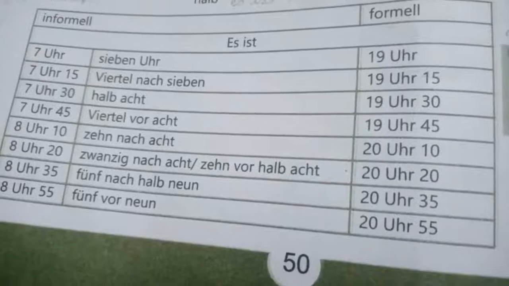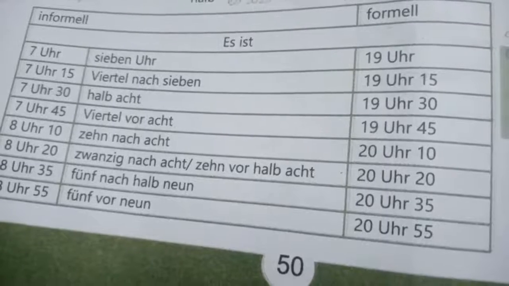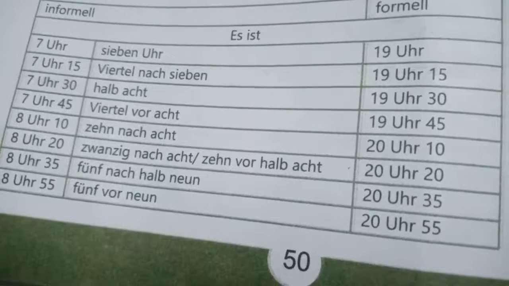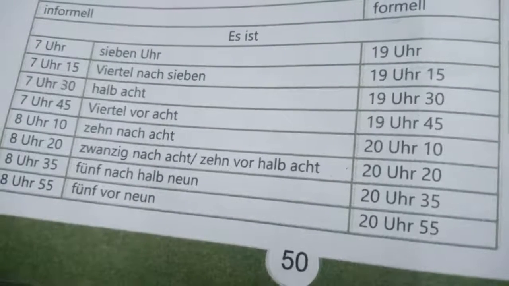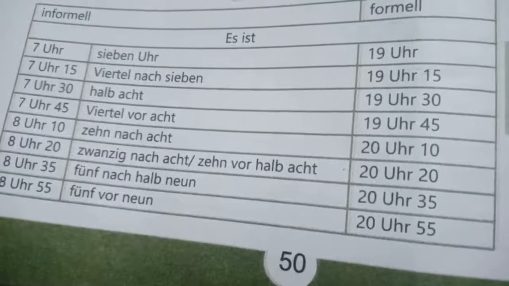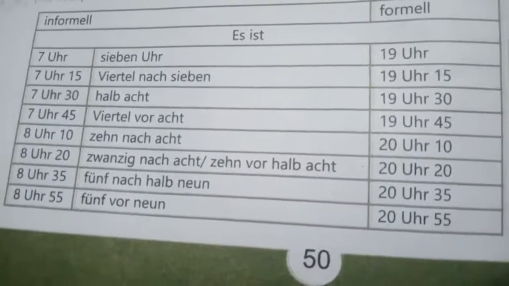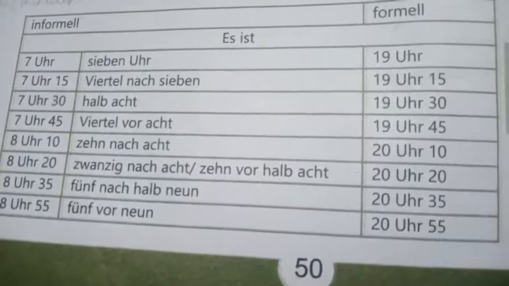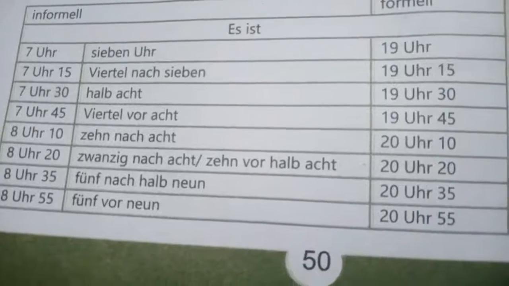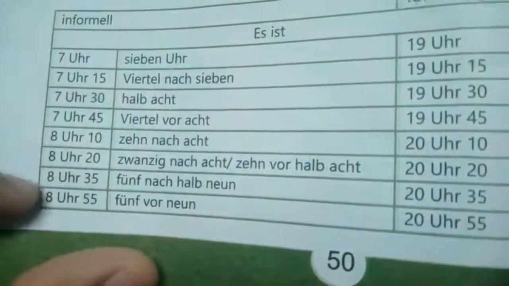Friends, this is a different table having informal and formal times. Formal time is nothing but the 24-hour method, and informal time is nothing but the 12-hour method. So here in formal we have 19 Uhr or 19 Uhr 15, that is 19 or 20, that is 20. So 20 Uhr zehn, that is 20:10.